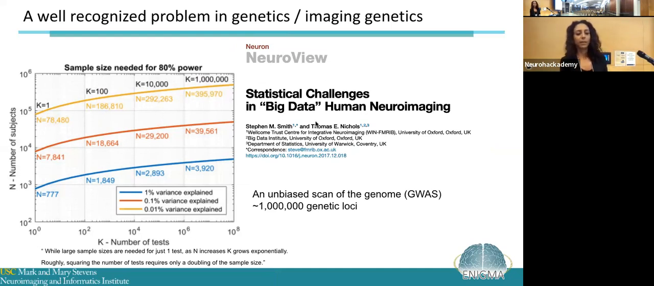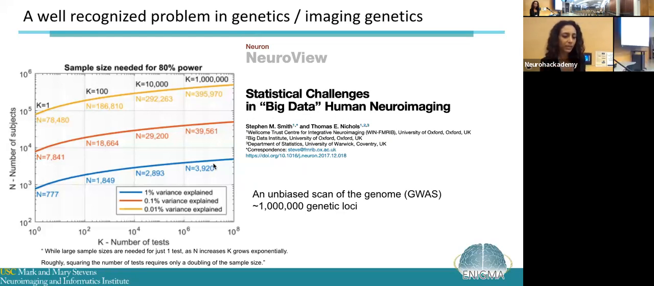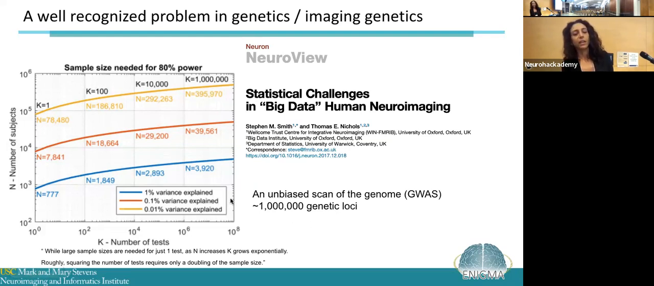So this paper, Statistical Challenges in Big Data Human Neuroimaging, by Steve Smith and Tom Nichols, does outline basically how many subjects you'll need with respect to how many tests you'll need, at the level of variance that you expect some trait will be able to predict.